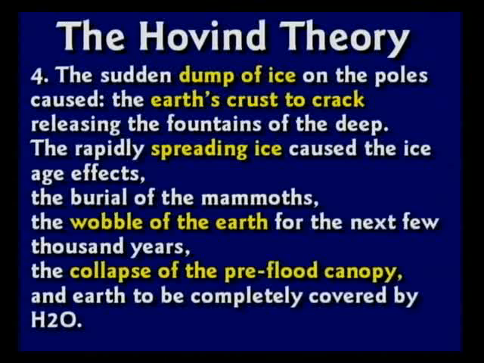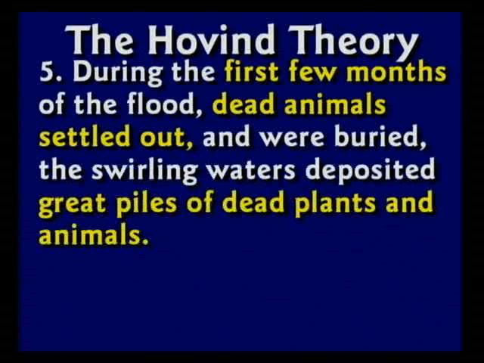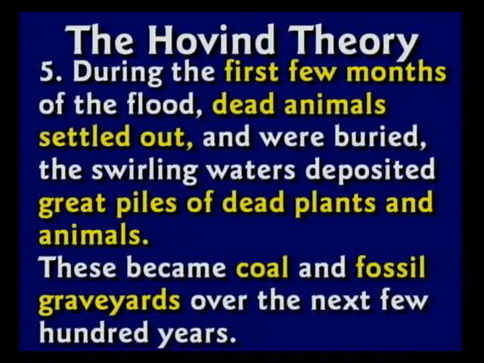It was so cold it caused the Earth to wobble for the next few thousand years, and it made the canopy that used to protect the Earth collapse, because cold air hits warm air, it rains, all the rain came down, and the canopy's no longer up there. We're not protected like they were before the flood, and the Earth was completely covered by water. Then, during the first few months of the flood, the dead animals settled out and were buried. Those became fossils. Swirling waters deposited great piles of dead plants and animals, and they became coal and fossil graveyards over the next few hundred years.